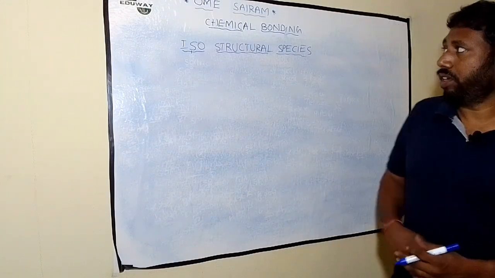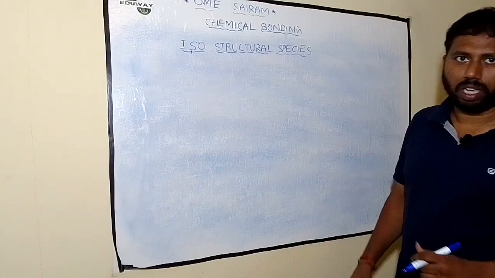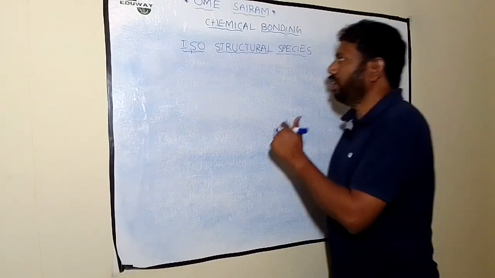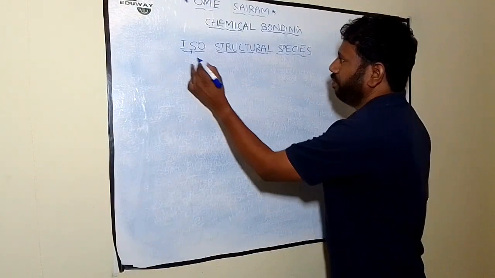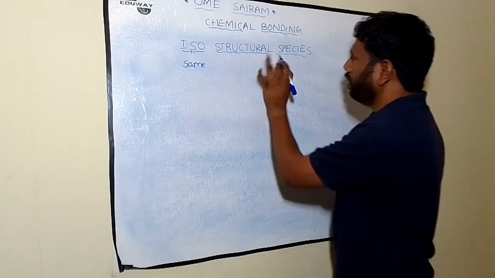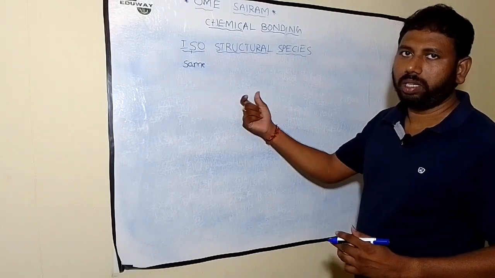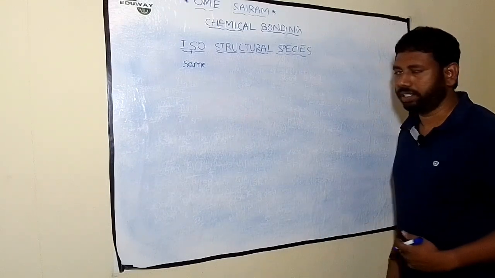Today I would like to discuss one of the topics from chemical bonding, that is isostructural species. What is meant by isostructural? Iso means same. The species which have same structure or same geometry or same shape, those are called isostructural species.